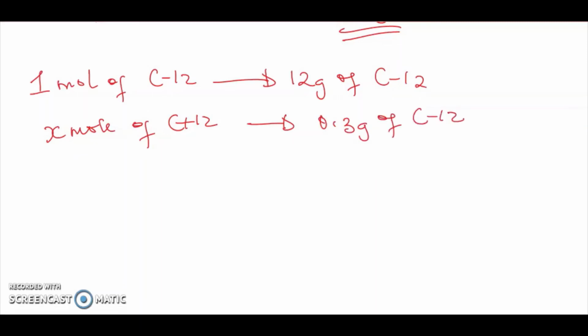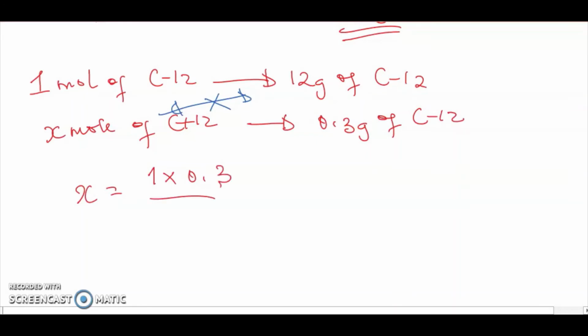So X, then we know we have to cross multiply. We multiply this 2 and we multiply the other 2 and we divide. So X now gives us 1 multiplied by 0.3 divided by 12, and this gives us 0.025 mole. You see, we arrive at the same answer.